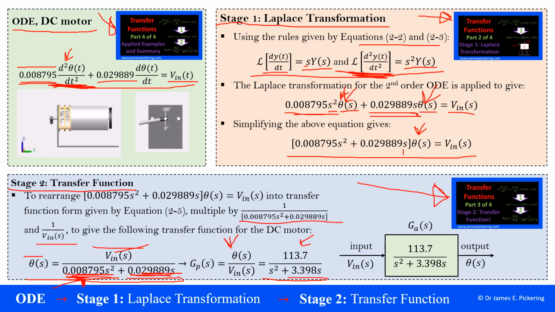Right, there is a slight typo in the terms here. This is G subscript A, because it's the actuator. The DC motor is our actuator, and you can see here we've got G subscript A for the actuator. The input is the voltage in, the output is the angle, and there you can see the transfer function that we've just determined based on the original ordinary differential equation. So I hope that's helpful. If there are any questions, please feel free to contact me. Thank you.